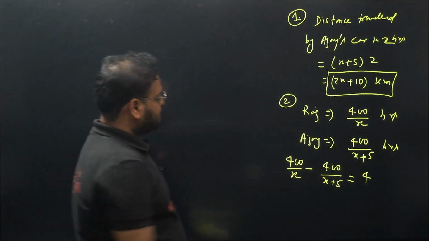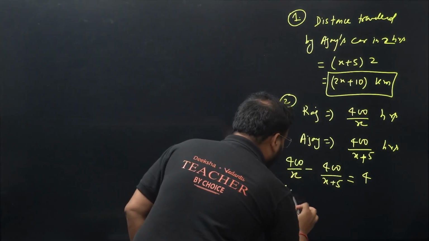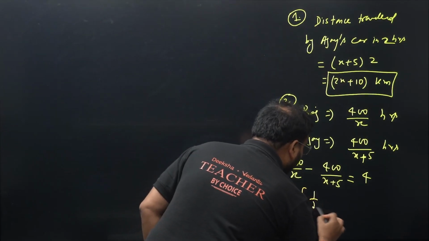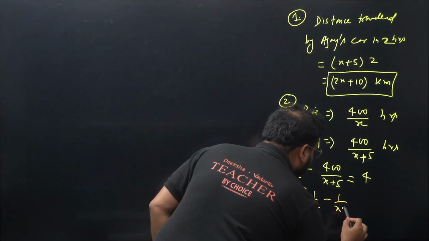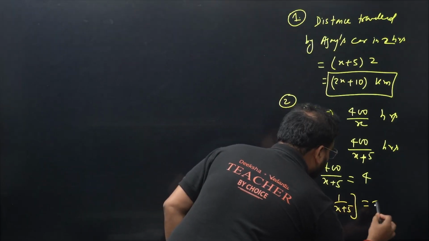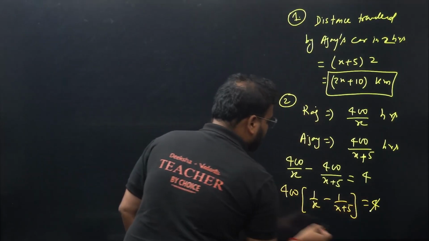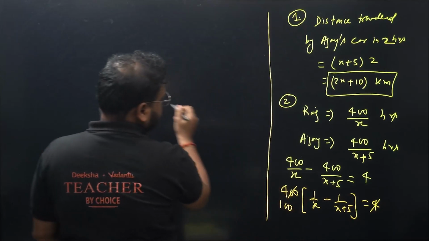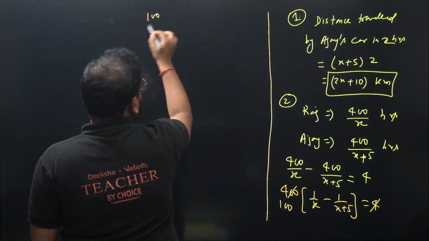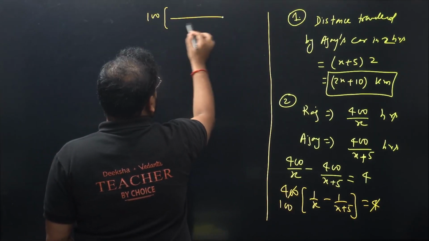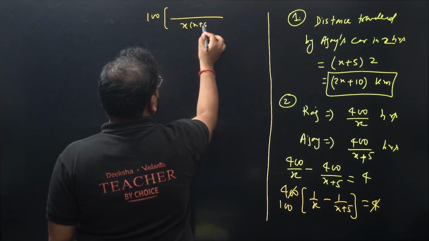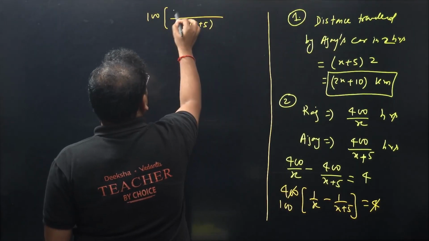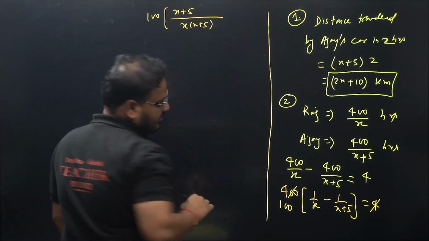Okay. I'll take 400 common over here. I get 1 upon x minus 1 upon x plus 5 equals 4. The 4 will cancel with 400, and 100 is left. Take the LCM now. I get x times x plus 5 as the denominator. This will become x plus 5 if you make the equivalent fraction, right?